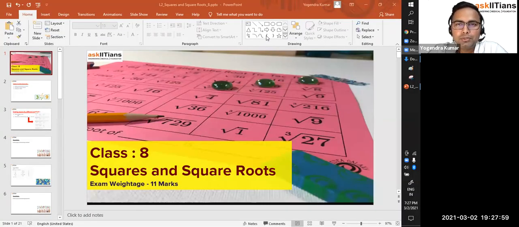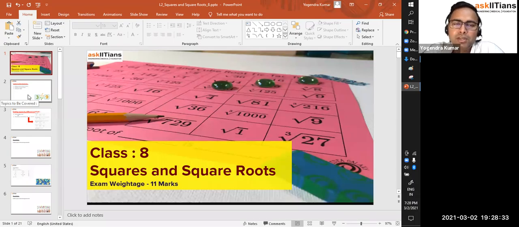Today we are going to do lecture number 2 on squares and square roots. We already discussed the weightage of this chapter in your exam. It comes for 11 marks, so it is a really important chapter. And not only for these marks, we need to remember the concepts of this chapter for our upcoming chapters also. We will be using all these concepts in our daily life, and in the coming chapters which you will have in your further grades. You need to apply this knowledge.